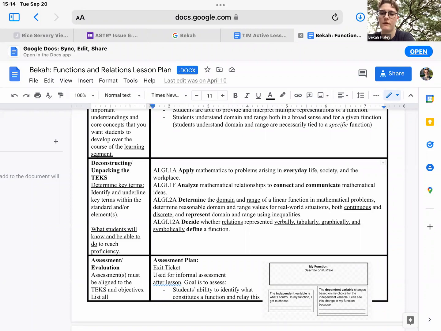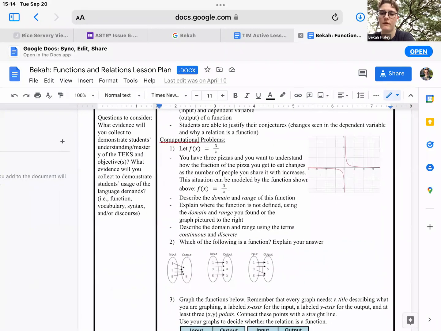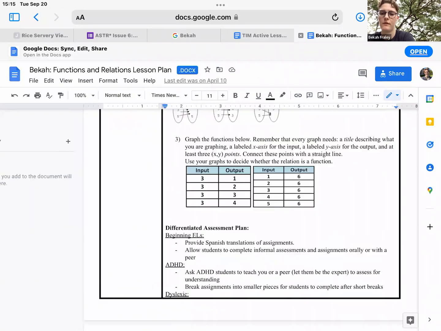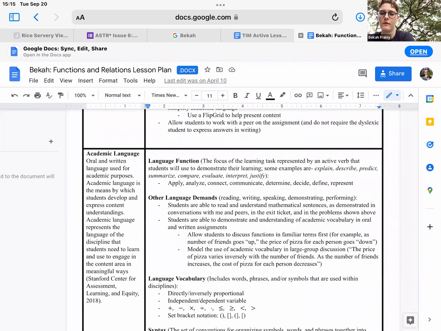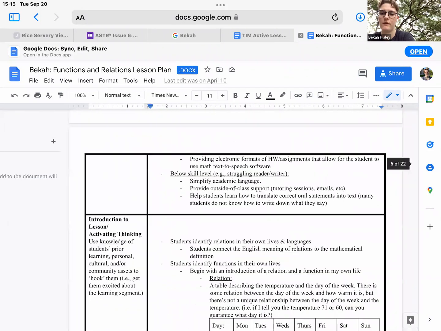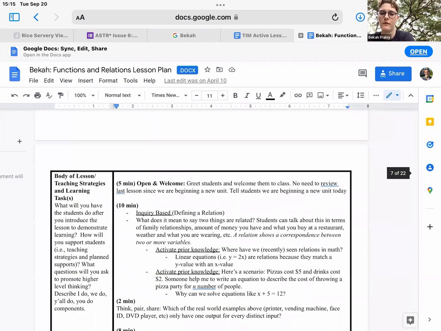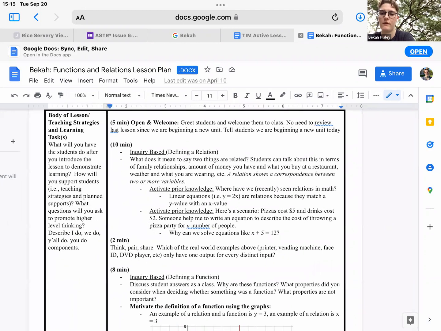So that was the idea, to have students think about whether there is anything in our lives that models a function, and then from there work towards the formal definition. So I took it from this body of lesson section. This inquiry-based part was going to be an informal discussion.